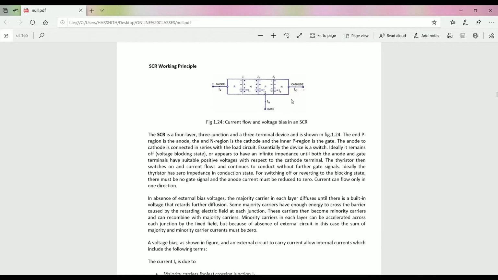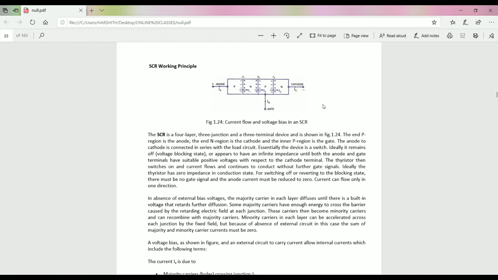The voltage applied to the anode and cathode, with the anode positive, is called the forward voltage. Next, with the gate open, suppose the cathode is made positive with respect to the anode.